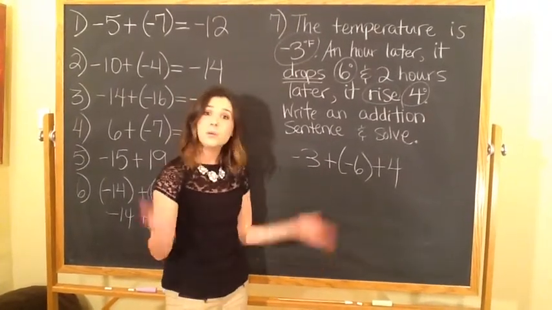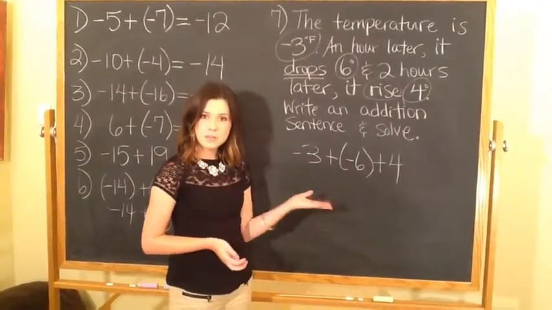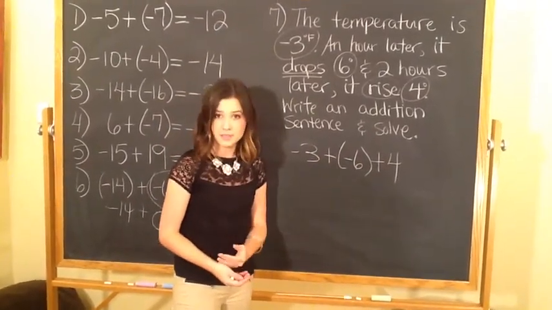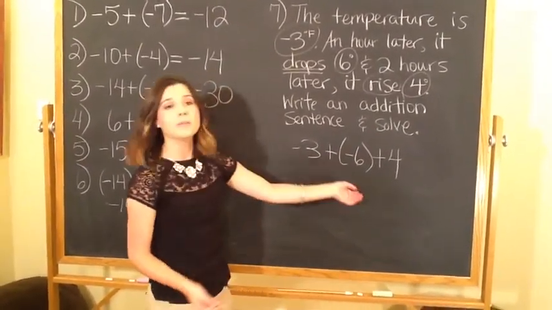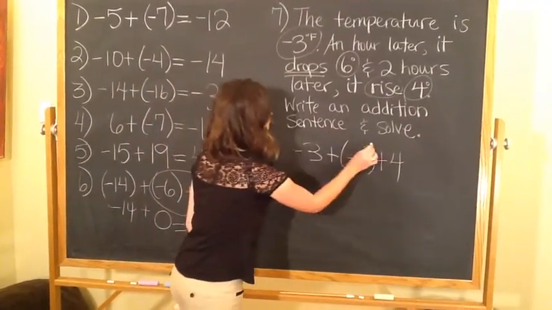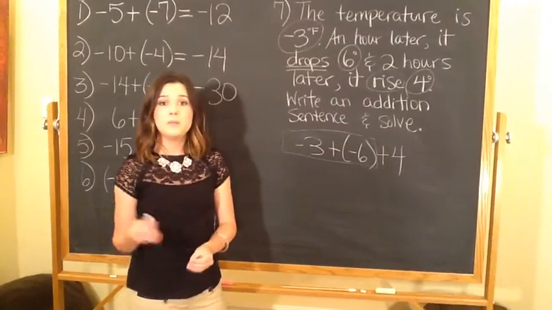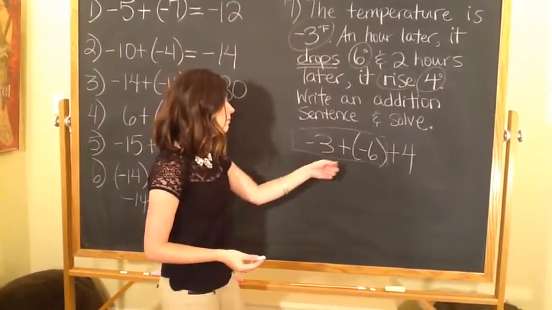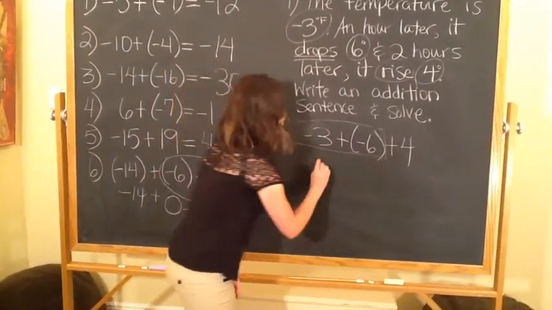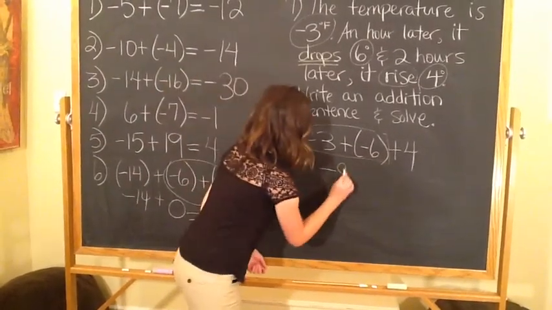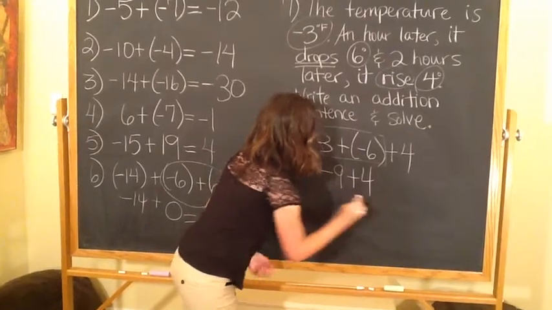We can take it in any order that we want because it's commutative and associative, so no matter how we group it or how we add it, we're going to get the same answer. So let's just go ahead and go from left to right. So let's start with negative 3 plus negative 6. Now, if you remember our rules, if we're adding a negative plus negative, our answer is going to be negative. So what's 3 plus 6? It is 9. So we have a negative 9, now plus 4.